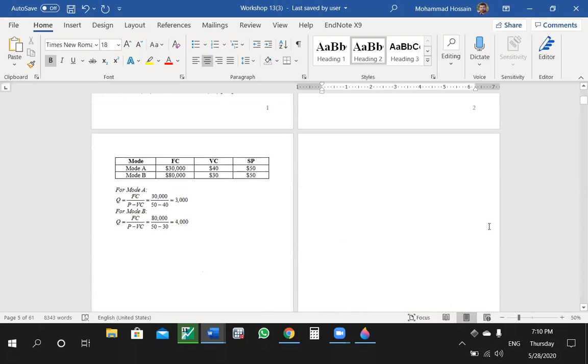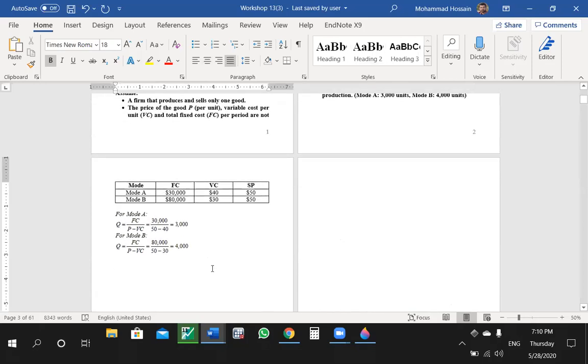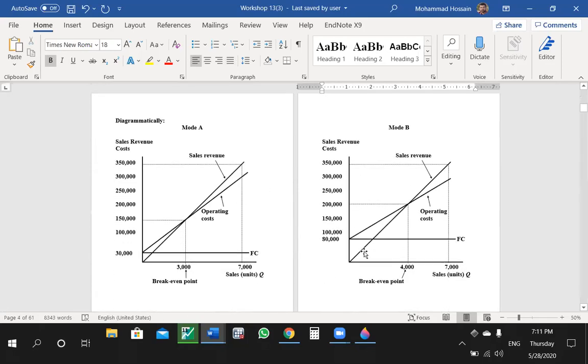They asked you to calculate the break-even point. Is it tough? No. 30,000 divided by 50 minus 40, which is 10, gives 3,000. Simple. 80,000 divided by 50 minus 30, which is 20, gives 4,000. Done. Piece of cake. And they showed these things here.